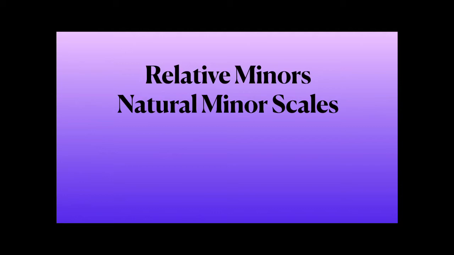This is part two of Music Theory Fundamentals, Lecture 5. For this portion of our lecture, we'll be learning about relative minors and natural minor scales. We'll start by talking about what relative majors and minors are. We'll learn a little bit about modes, and we'll finish by learning how to construct a natural minor scale. Let's get started.